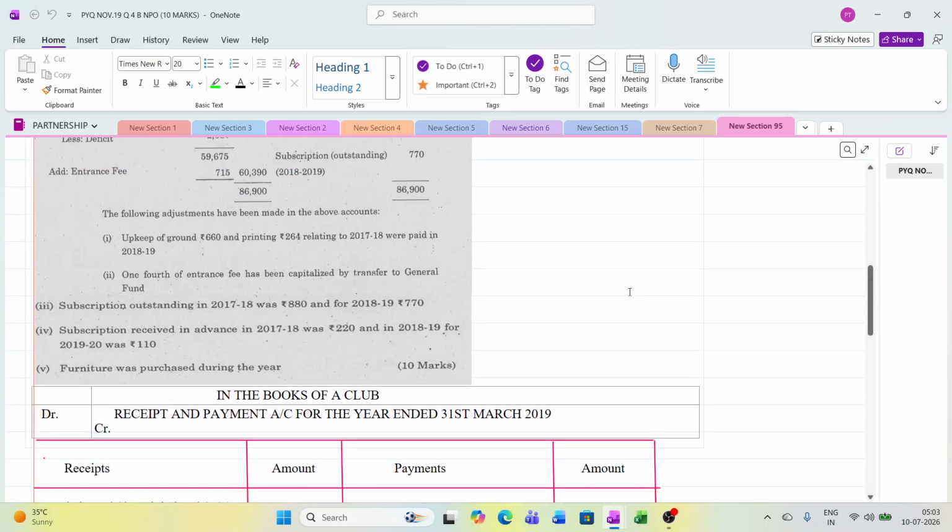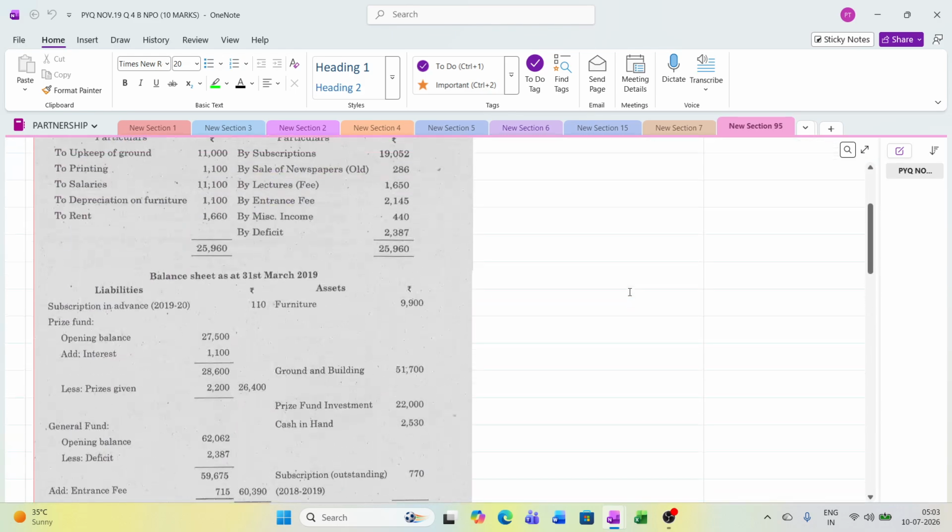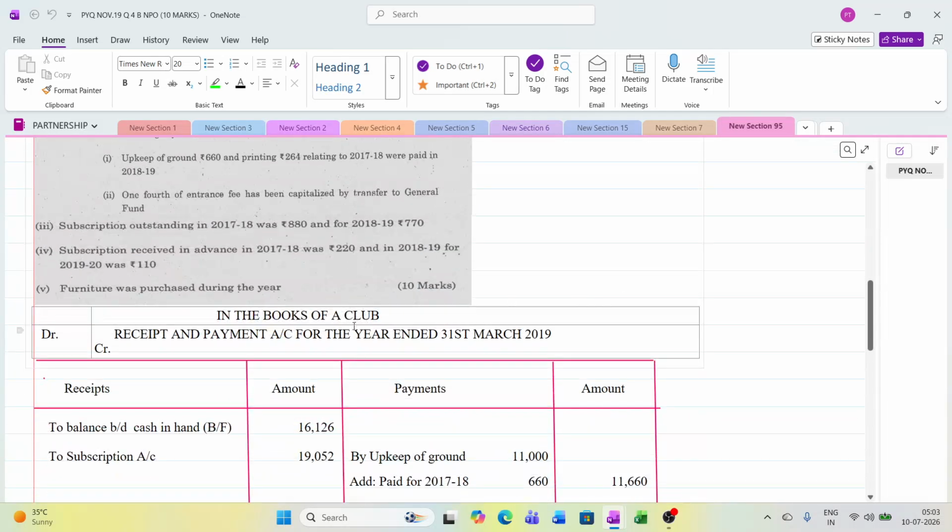Now we will move on to item-wise. First, I have prepared the receipt and payment account for the year ended 31st March 2019. Debit, this credit will appear on the other side. Please ignore this; this will appear here. This is some typographical error, so don't take it. 31st March 2019.